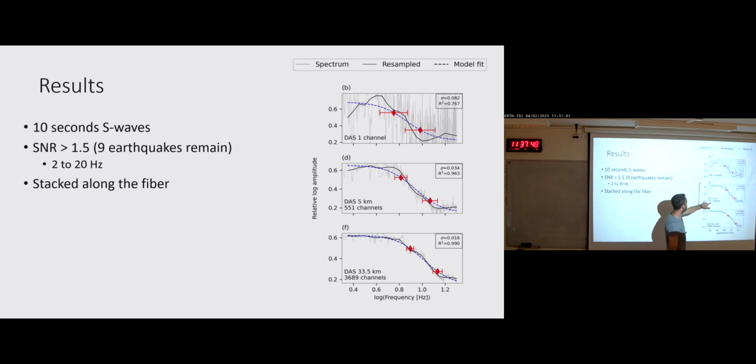When we take 551 channels over 5 kilometers, basically we average many of these gray curves. We get this gray curve, which is much more dense, much more well-defined. The black is the smooth version, and the fit, we see it here in blue. When we take the entire fiber, we see a very good fit, R squared of almost 1, 0.99. Very small errors on corner frequencies, very reliable estimates. So the strength of using DAS here is that we are able to stack the different spectral ratios along the fiber and get more reliable estimates.